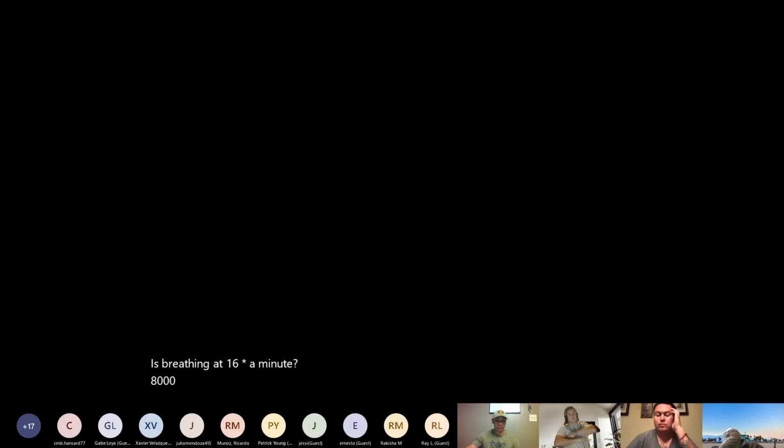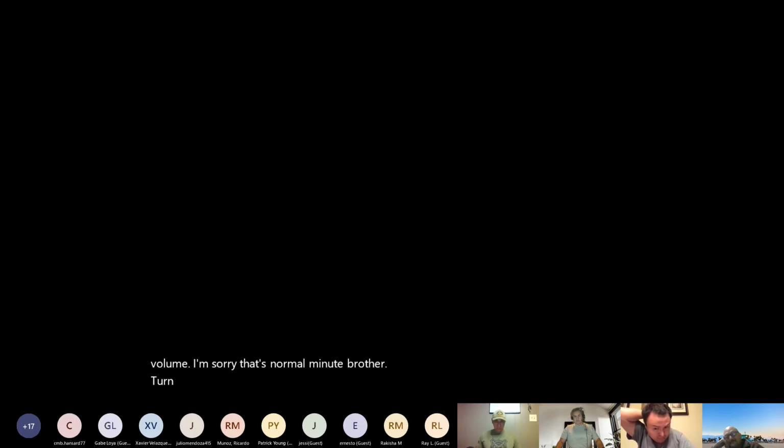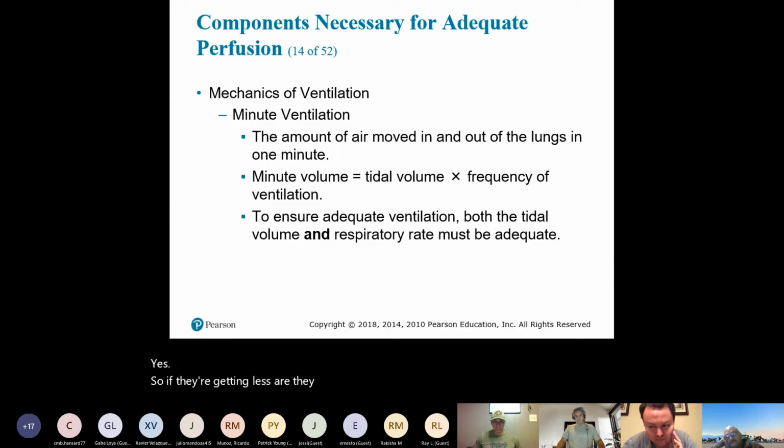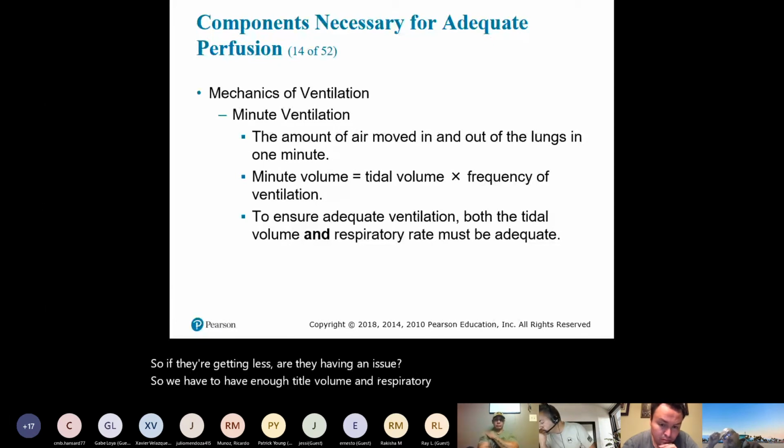So normal is, some books will say about 5,000 to 10,000 cc's in a minute. That's normal minute volume, for adults. So if they're getting less, are they having an issue? Yes. So we have to have enough tidal volume and the respiratory rate to have adequate minute volume.